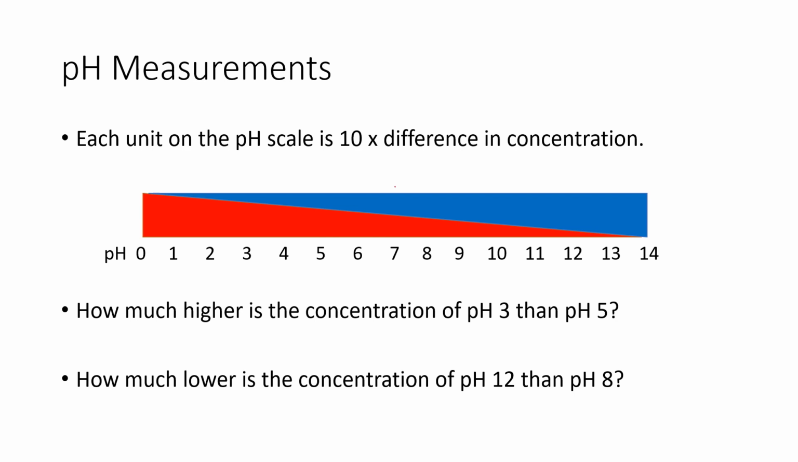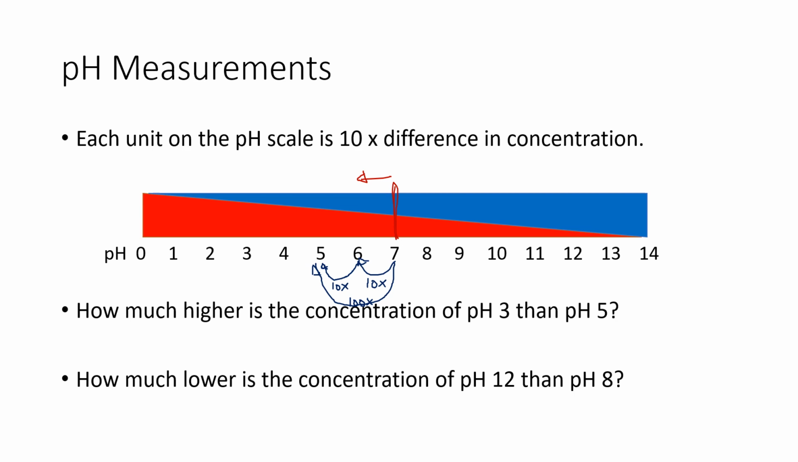And so if you start at 7 here and you want to make something down to a pH of 6, you're going to have to increase the amount of hydrogen ion by 10 times. This is 10 times more hydrogen ions than 7 does. And then if you want to go to 5, then it's 10 times again. And so if you want to go from 7 to 5, that's going to be 10 times 10, which is 100 times more concentrated when it comes to the hydrogen ions.